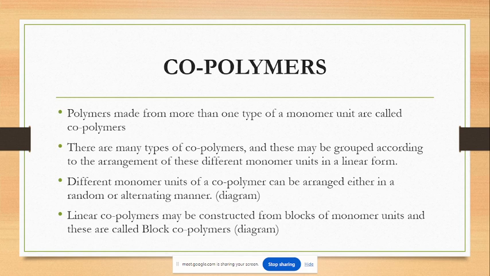Now, if we represent one monomer unit with the letter A and the next monomer unit with the letter B, then when we talk about the alternating arrangement, we are trying to say that if monomer A begins, then the next one is monomer B, then the next one is monomer A, the next one is monomer B, just like that.